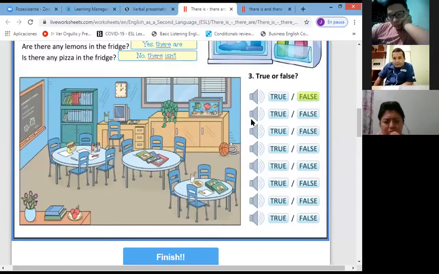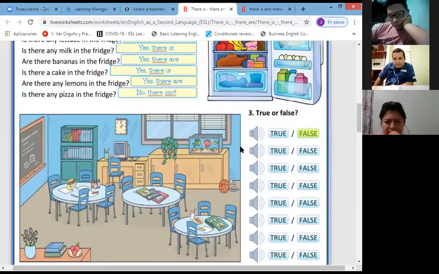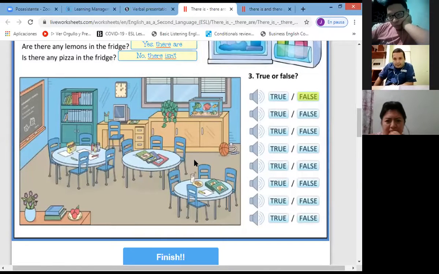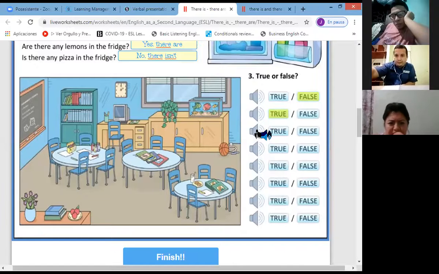Continue, Lil. There are 3 tables in the classroom. It's true. Okay, continue, Lil. There is a ball on the floor. It's true. Yes, there's a ball on the floor. Okay.